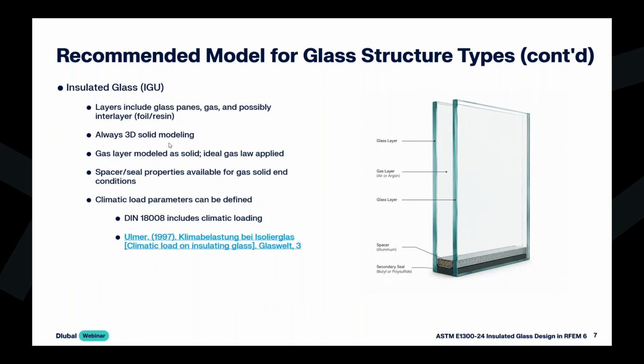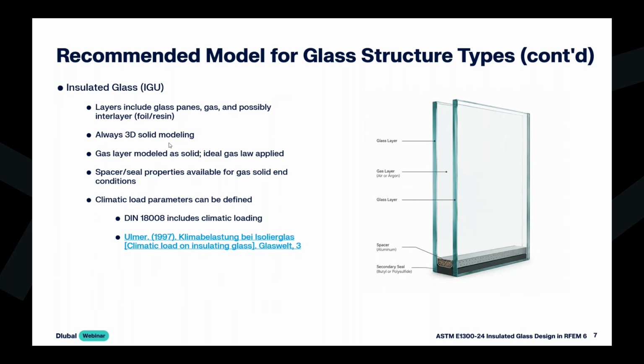Now, unfortunately, when we refer to the ASTM and other US codes, there's really not a whole lot of information about these climatic loads for insulated glass. But when we refer to the German standard, the DIN code here, this does include detailed climatic loading. And this is the approach that we have taken in RFEM 6, even when you are designing to the ASTM standard. I have also linked here an additional resource that talks quite a bit about climatic loading that RFEM 6 also may more or less follow.